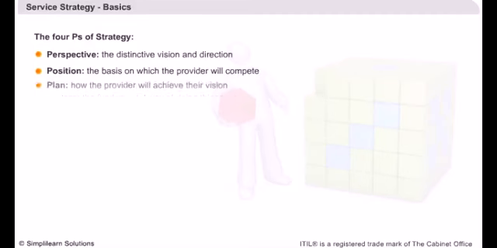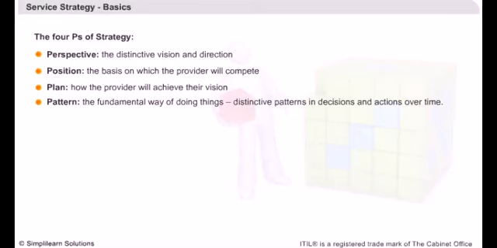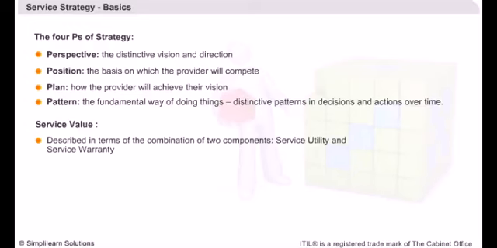The 4 P's of strategy are perspective, position, plan, and pattern. Let's look at each one separately. 1. Perspective refers to the distinctive vision and direction. 2. Position refers to the basis on which the provider will compete. 3. Plan refers to how the provider will achieve their vision. 4. Pattern refers to the fundamental way of doing things, distinctive patterns in decisions and actions over time. Similarly, service value can be described in terms of the combination of 2 components, service utility and service warranty.